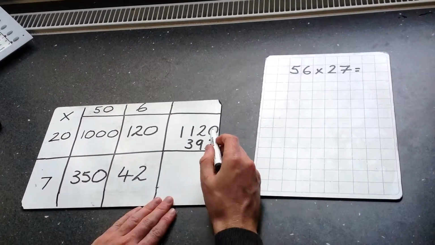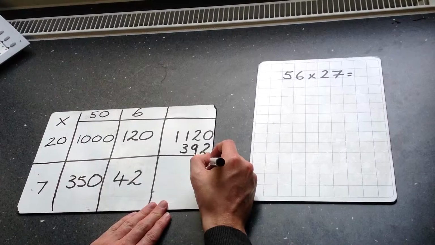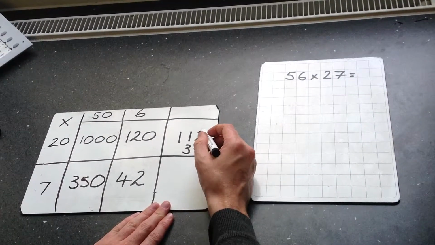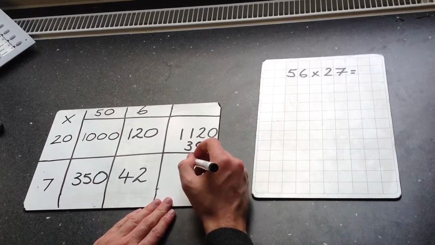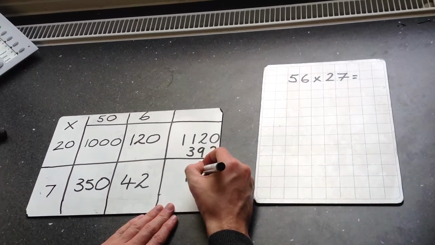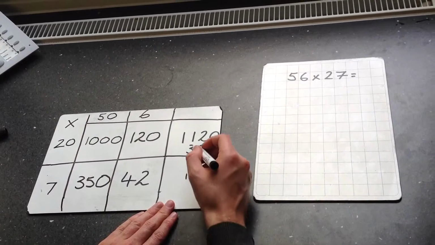using column addition. 0 add 2 is 2. Then I add my tens. 9 add 2 is 11. 90 add 20. So I'm going to regroup. Leave that there, and I'm going to regroup that 100 over to here.